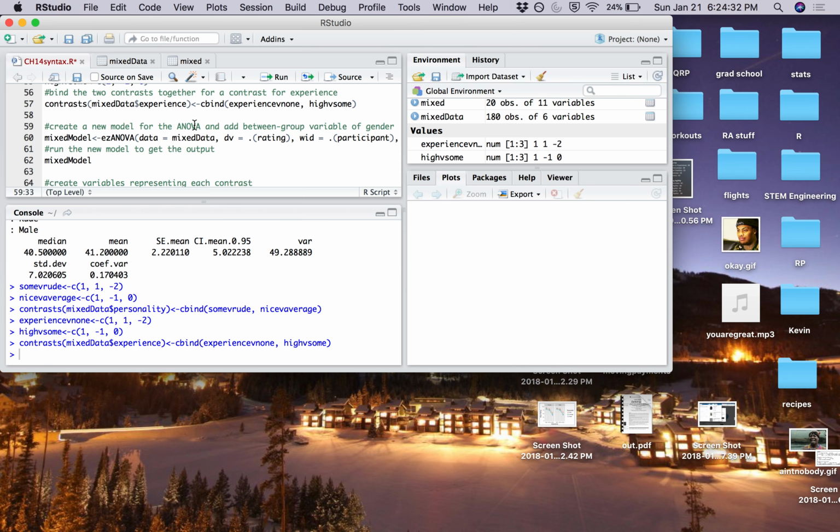So that creates the variables that represent each contrast, and we'll bind them together and set them as a contrast for each personality, which is the first one, and then experience is the second one.